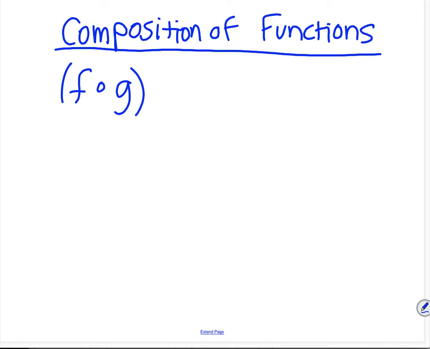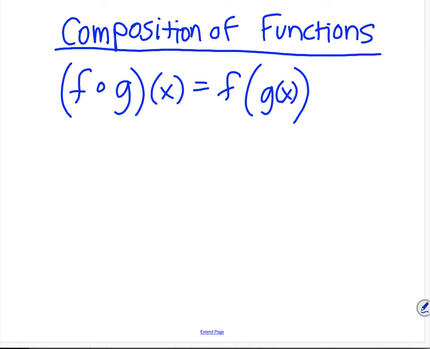So f of g of x is equal to f, and then you're plugging in that g of x equation in place of x in the f equation. So it's read as f of g. So you always want to work from the inside out. Composition can be done with discrete functions and continuous functions.